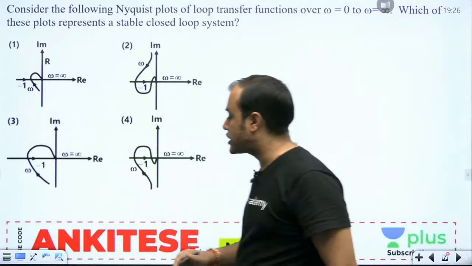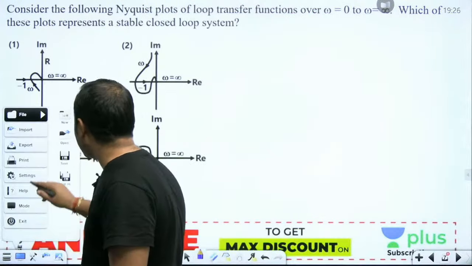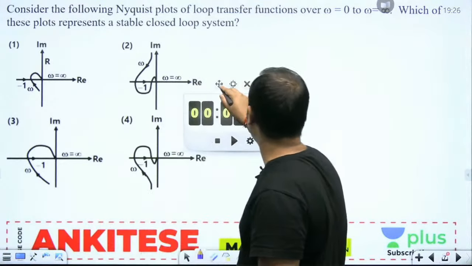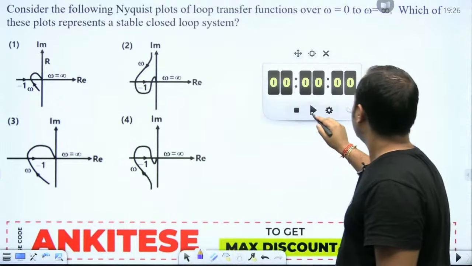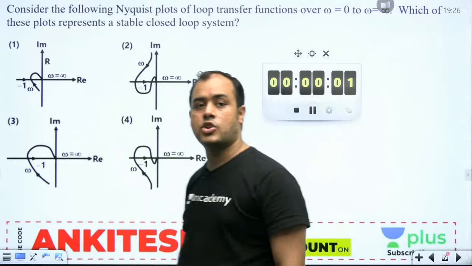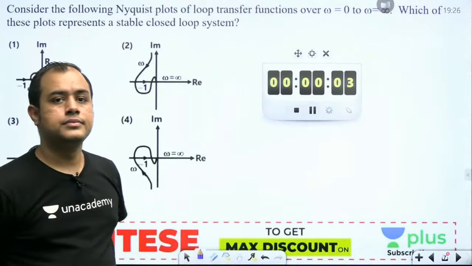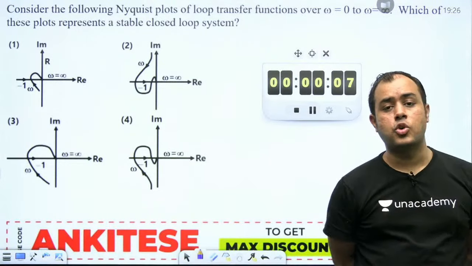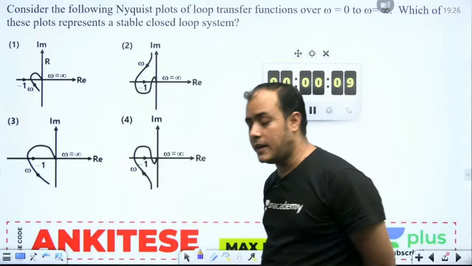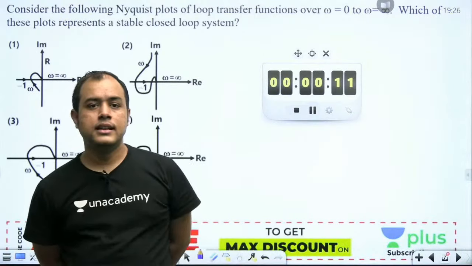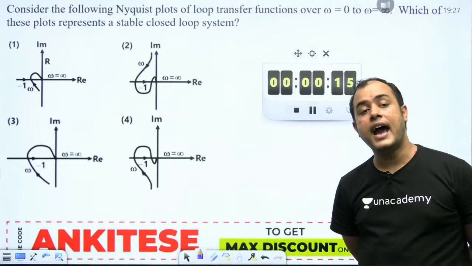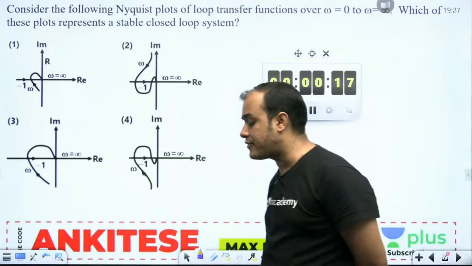Here is the first question, everybody. Apply the stability criteria of the polar plot, my dear friends. You have 60 seconds to do it. Find out the stability using the polar plot. This is a previous year GATE Electrical Engineering question, and it uses the concept that I have just now taught you.